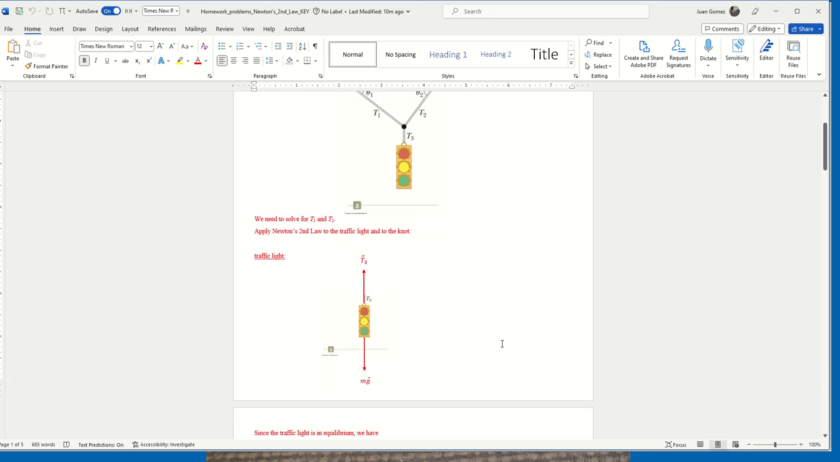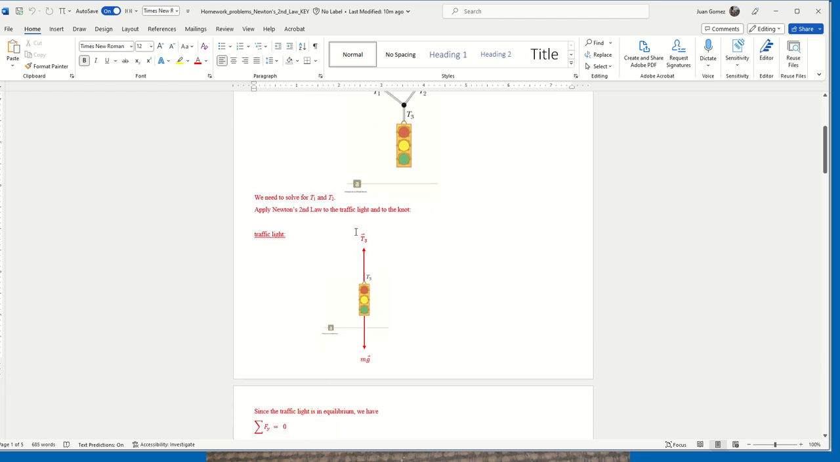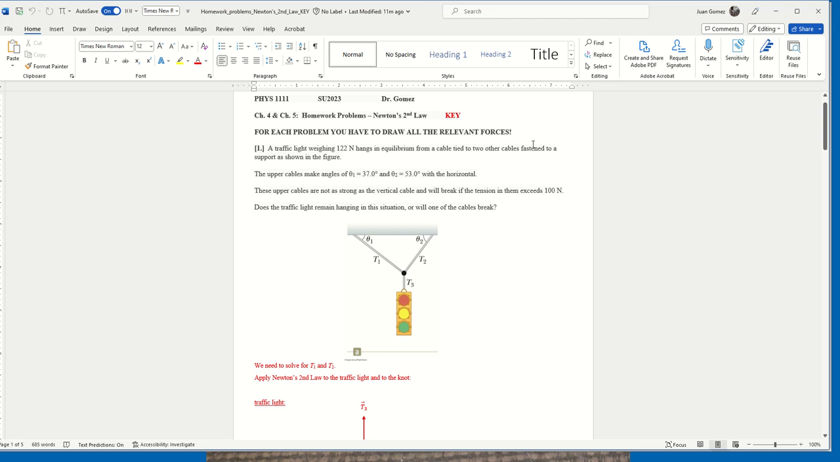Well, first, let me apply Newton's second law. I need to apply Newton's second law to the traffic light and to the knot. Let me do the traffic light first. And you can see right here, here's the traffic light. No matter what the object is, you have to draw all the forces acting on the object. Well, what two forces are acting on the traffic light? There's the weight of the traffic light, mg, pointing in the negative y direction. We know that mg is 122 newtons.